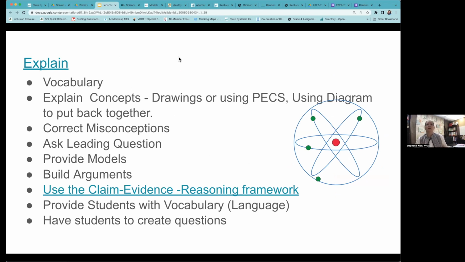We're going to also ask good questions. So we have to pull out and think about all the good questions that we're going to ask. We're going to build arguments, and we're going to use the claim evidence reasoning framework. This is a good one. And again, it ties right back into that 5E lesson. Provide students with the language that they need, that vocabulary that they need. And then, of course, have students create questions.